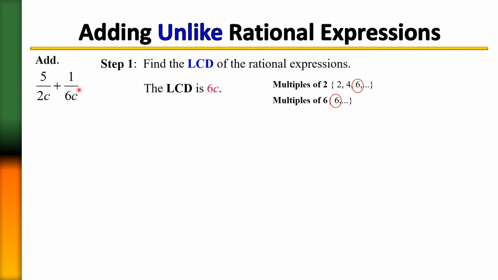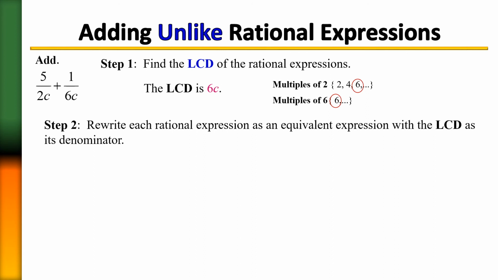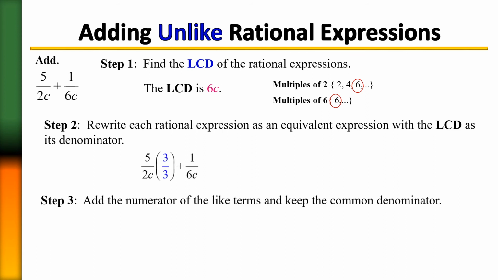Now the second expression, I don't need to multiply it with anything because it is already the LCD. It already has the LCD as its denominator. So all I need to do is just multiply the first expression with 3. Whatever you do to the top, you've got to also do to the bottom. And so now what I'll have is 5 times 3, which is 15, over my 2C times 3, that's 6C. So now the first expression has the same denominator as the LCD, as it should.